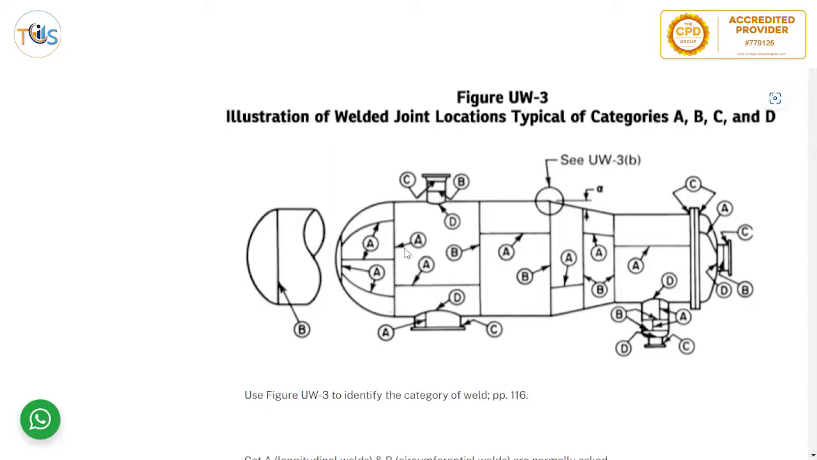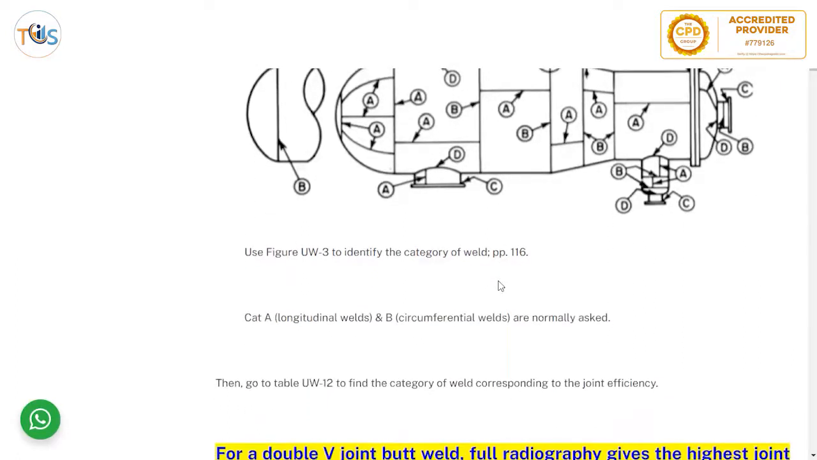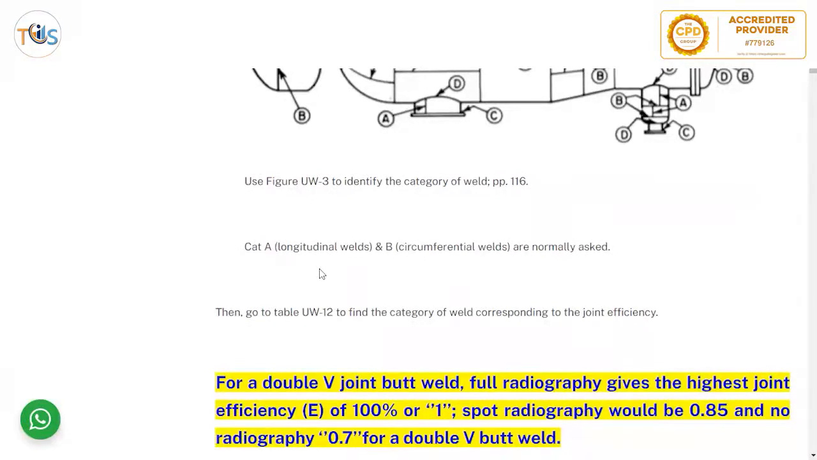You have to remember that A is the highest category and D is the lowest category. As you can see here, C and D are flange welds or nozzle welds, and A and B, A is the longitudinal weld and B is the circumferential weld. So you have to look at this to find out where the weld is located. Longitudinal weld is A and circumferential weld is B.